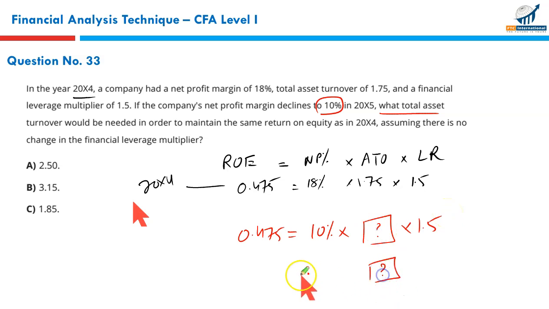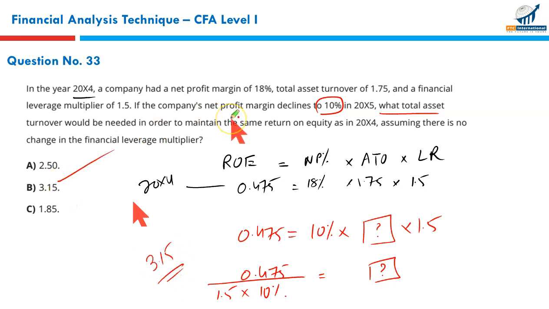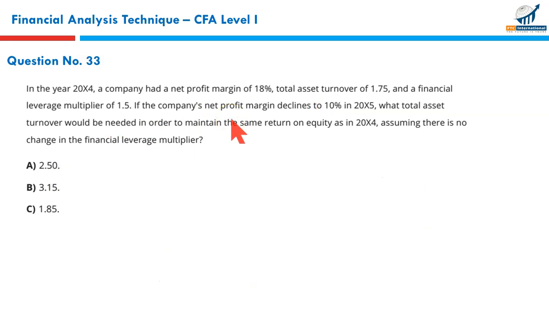Keeping this unknown here and taking all the measures on the other side of the equation, 0.475 upon 1.5 upon 10%, simplification of this gives you 3.15. 3.15, that makes B to be the correct option. B, and B it is.